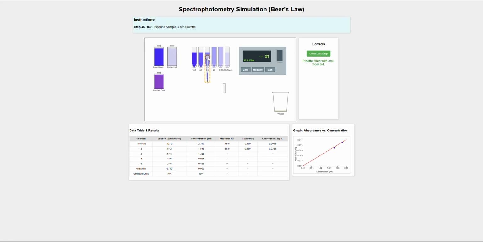Now we continue with the next sample of 6 milliliters. Put in the machine. Measure. 65.1%. Again, this dot seems to be a little bit more accurate with the line on the graph. It doesn't need to be exact, it just needs to be close. Again, the table measured 65.1, absorbance 0.1864. Now we continue cleaning.